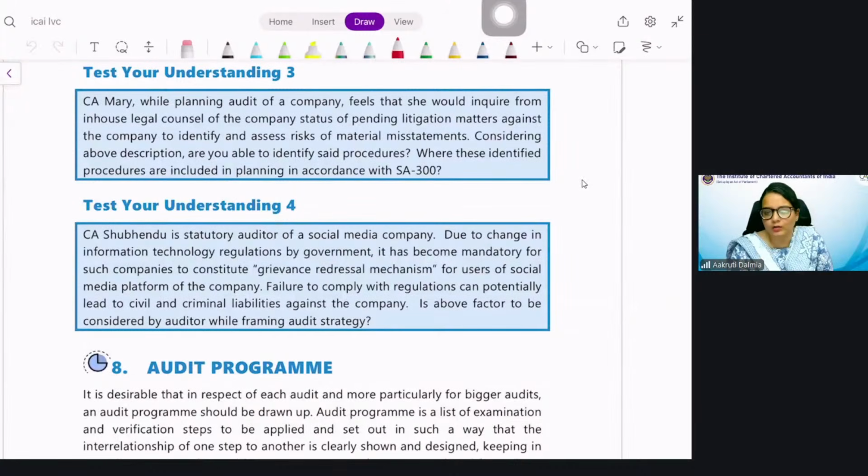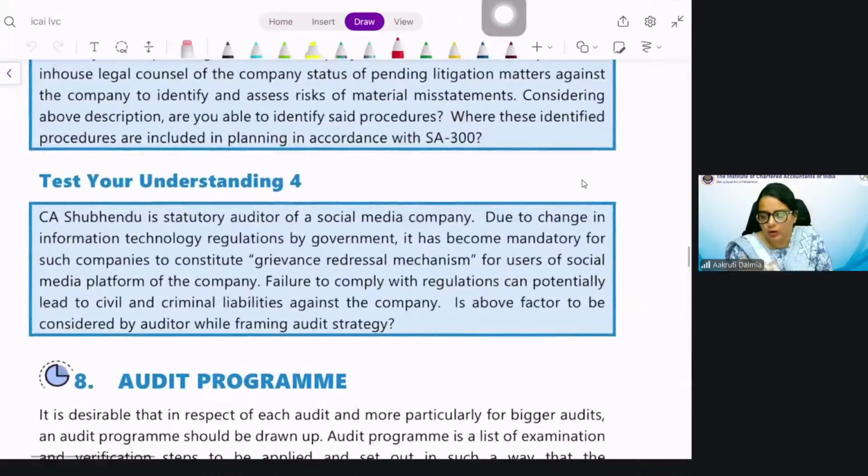So it's not a very exam based question. It's just testing your understanding. What it is saying is that you are auditor of a social media company and IT law has been passed by the government that such companies should have a compulsory complaint mechanism. Grievance redressal means there should be a complaint mechanism through which the complaints of the users of that platform can be addressed. And if you don't comply with it, you might have to face legal action. You might have to pay penalties and all that. So when you are creating audit strategy for the company, is this an important factor?